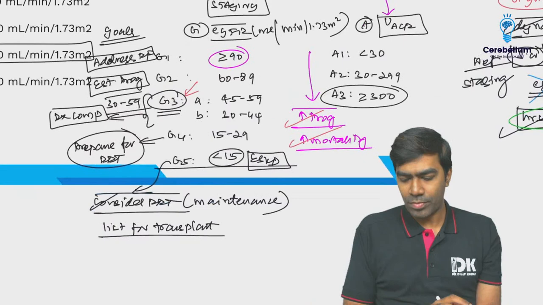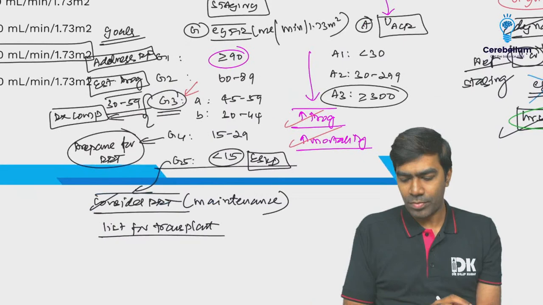But the patient may need warfarin. Suppose the patient is on warfarin, it's likely they have some indication for it. So what is the alternative? The alternative is you can use DOACs, that is direct oral anticoagulants. Which DOAC is best in renal failure?